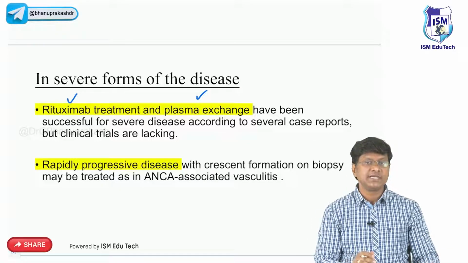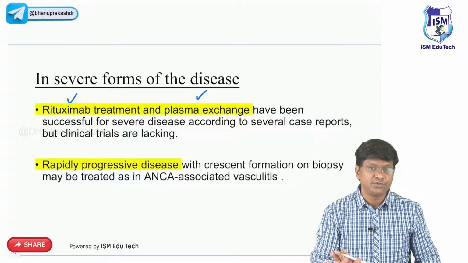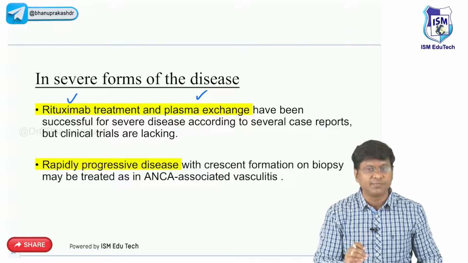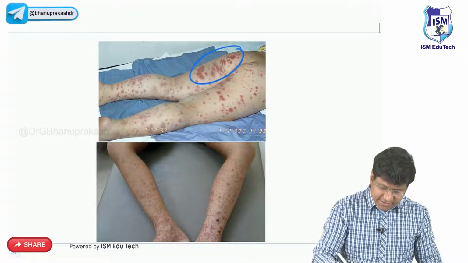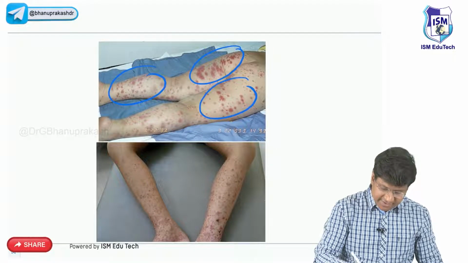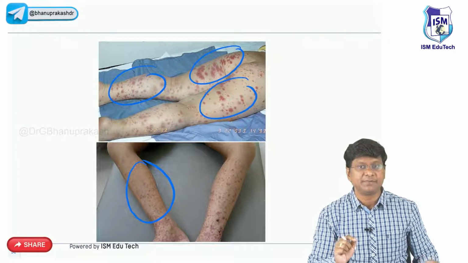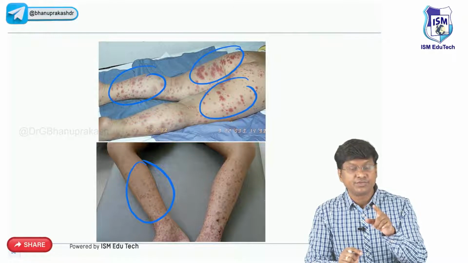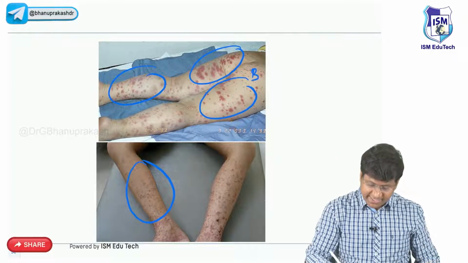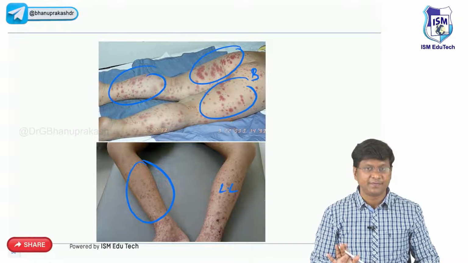And what is the other alternative drug in case of severe form of the disease? That is your rituximab. Next to the prednisolone, the next important drug will be the rituximab. And this is the palpable purpura, and you have to understand the distribution of this palpable purpura. Most commonly, it is distributed over the buttocks as well as the lower limbs.